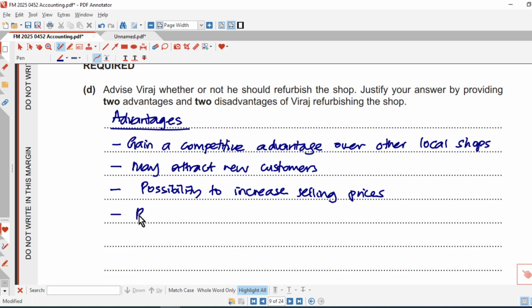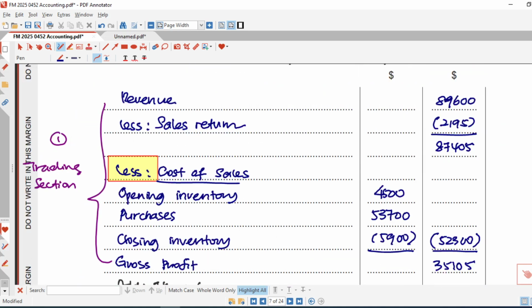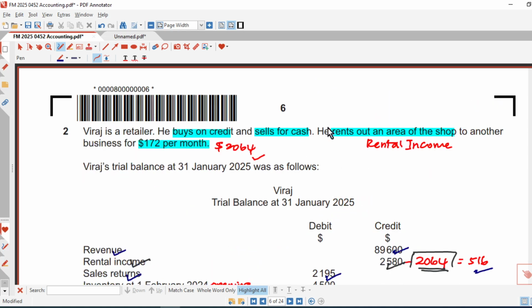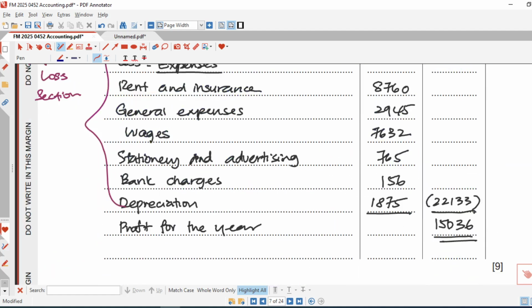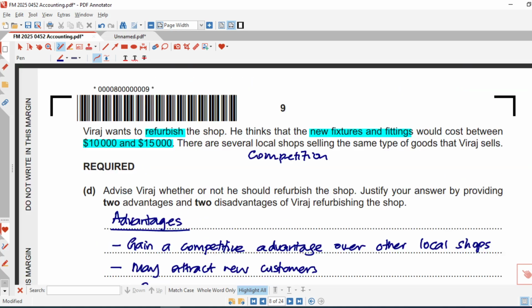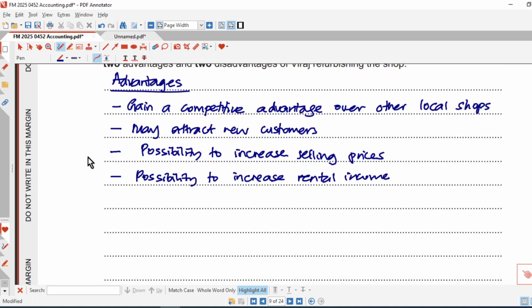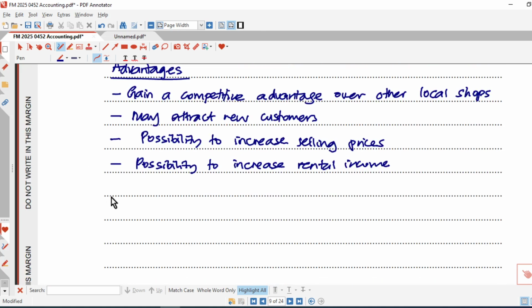So, while you do that, there is also another possibility to increase rental income, right? Remember, we are renting out a part of our shop to someone else because we have the extra space. So there is another possibility that we could probably increase the rental of the shop because we have new furniture, we have new tiles, new lighting. Yeah, so we could get in on some extra income, on some extra cash.